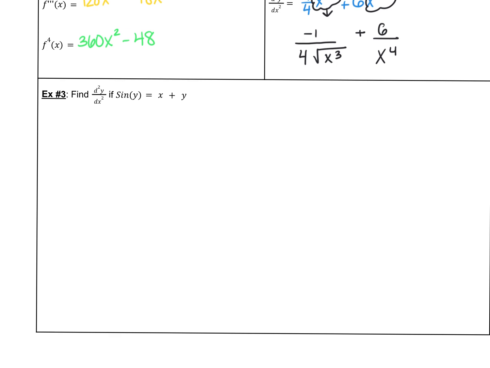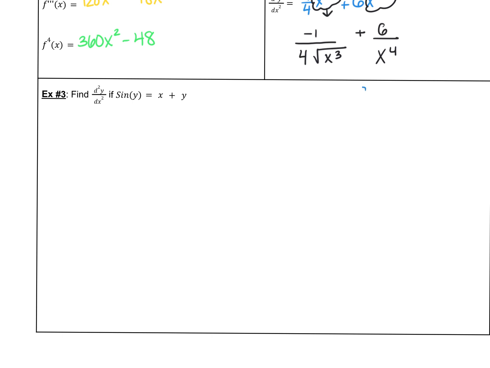Okay, well, example number 3. So I need to now take the second derivative of this. What you should notice is that it's difficult to get y by itself. So we're going to need to use implicit differentiation. That means we're going to take the derivative of each piece.